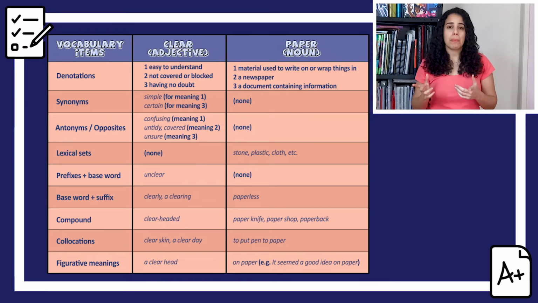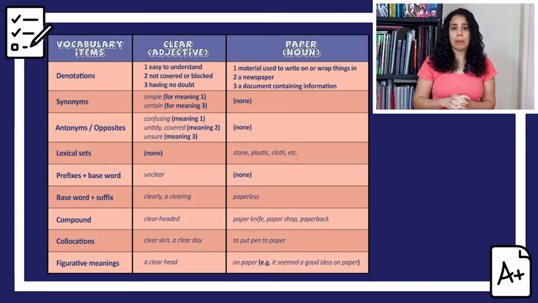Take a look at paper. It is a noun, so it has its own denotations. There's no synonym for paper, not even an antonym. Lexical set, so paper can be stone, plastic, cloth. Prefixes, there are no prefixes. Suffixes, paperless. Compound, paper knife, paper shop, paper bag. Collocations, to put pen to paper. And figurative meaning, on paper. For example, it seemed a good idea on paper.